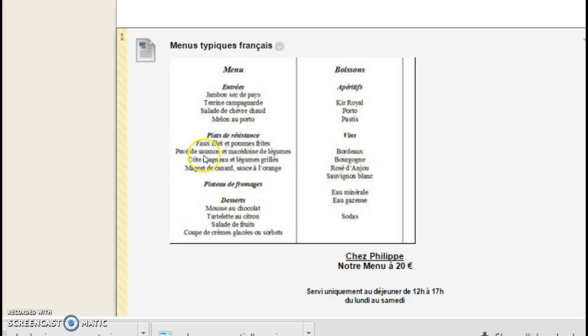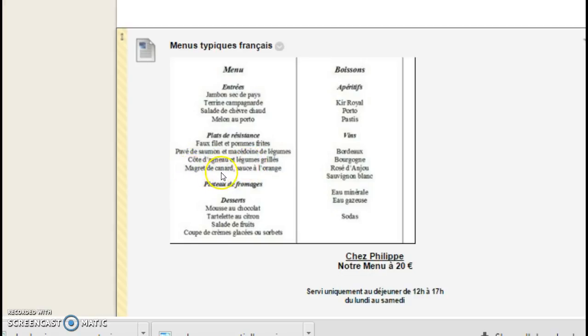Pavé de saumon. Okay, so salmon. Pavé would be more like a steak. Macédoine de légumes. That means a mix of légumes, vegetable. Côte d'agneau. Alors, agneau is lamb chop. Et légumes grillés with grilled vegetable.